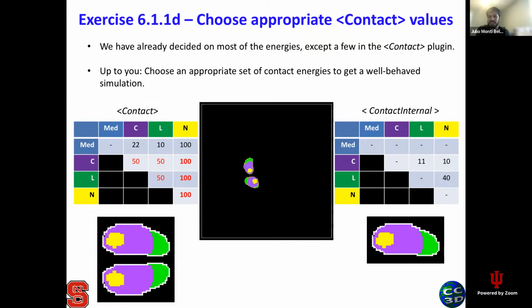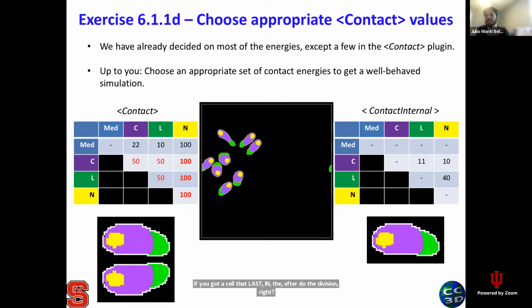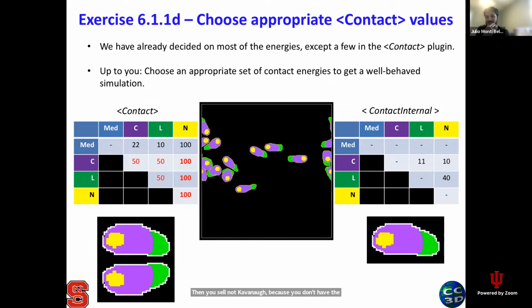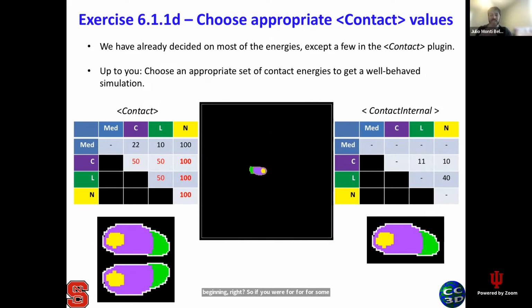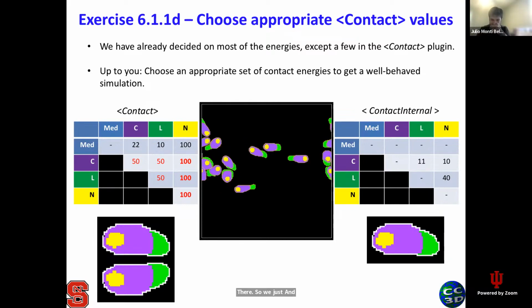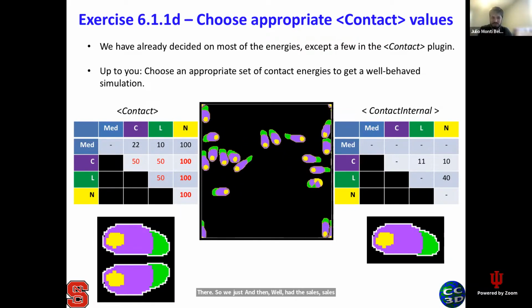Okay. If you got a cell that lost the lamellipodium, after you do the division, right? The new cell will not have a lamellipodium because it didn't have one at the beginning. So if your very first cell for some reason lost the lamellipodium, lost the nucleus, when you implement the cell division, CompuCell does not know that it's supposed to have a lamellipodium there. So it just copies the cytoplasm and nucleus. And then you get headless cells without lamellipodium for the rest of your generation.